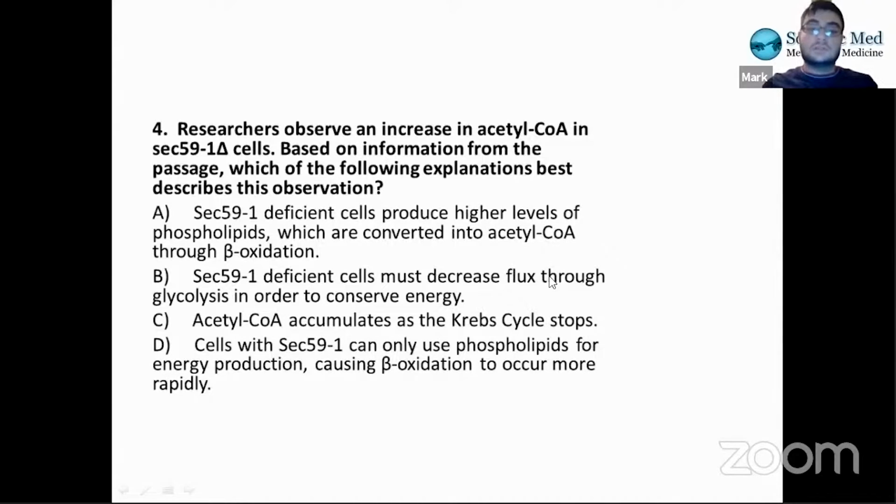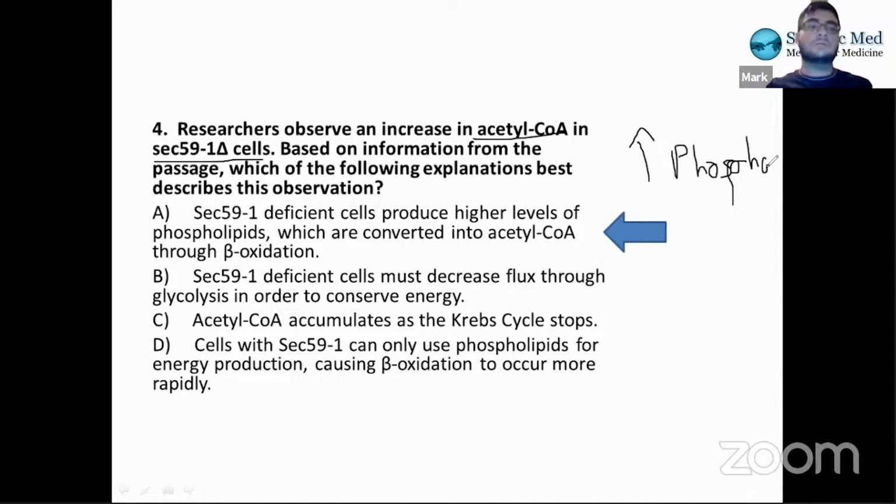All right, so the correct answer is actually A. And a couple of things you have to note before we even start the question. Researchers observe an increase in acetyl-CoA in sec deletion cells. Again, what does sec deletion cells mean? Sec deletion means higher levels of phospholipids, right? So why do you increase levels of acetyl-CoA when you increase the amount of phospholipids?